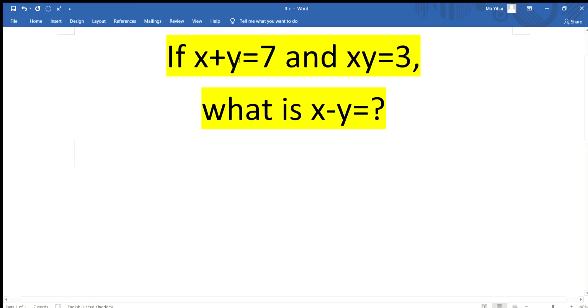x plus y is equal to 7 and xy is equal to 3. What is the value of x minus y? Pause this video and see if you can solve this on your own.